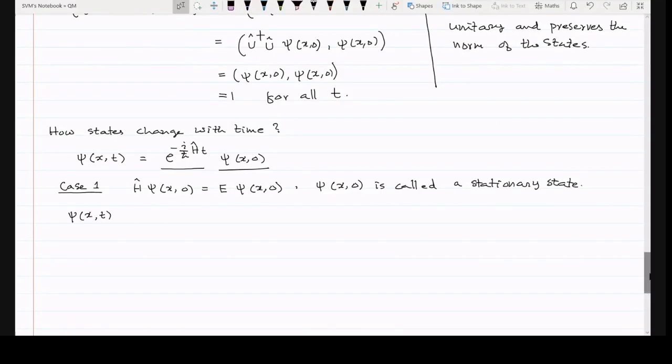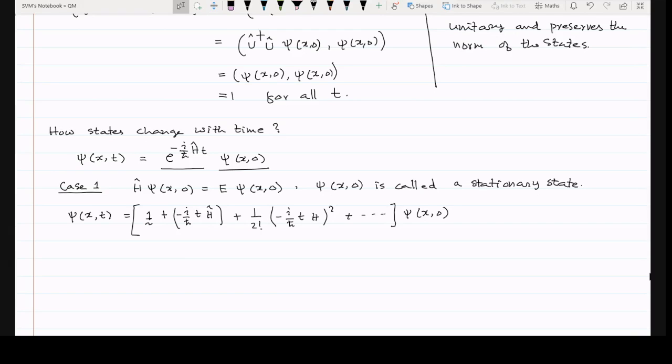can be written as, let's expand this operator, that is 1, this identity operator, minus i by h cross into t into H operator, plus 1 by factorial 2 into minus i by h cross t H the whole square, and so on. Now this entire infinite series operator will act on psi of x comma t.